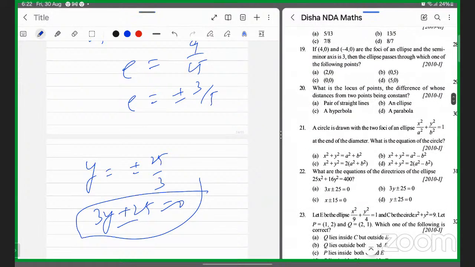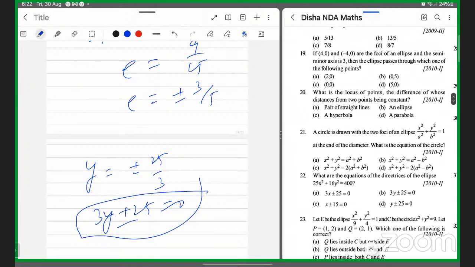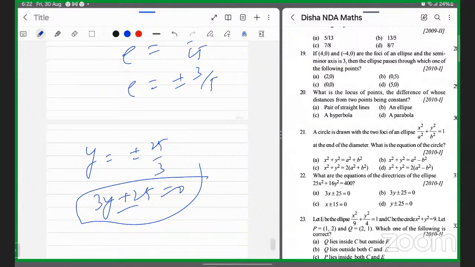Now solve question number 21. Hurry up, everyone. A circle is drawn with the two foci as the ends of the diameter. What is the equation of the circle?